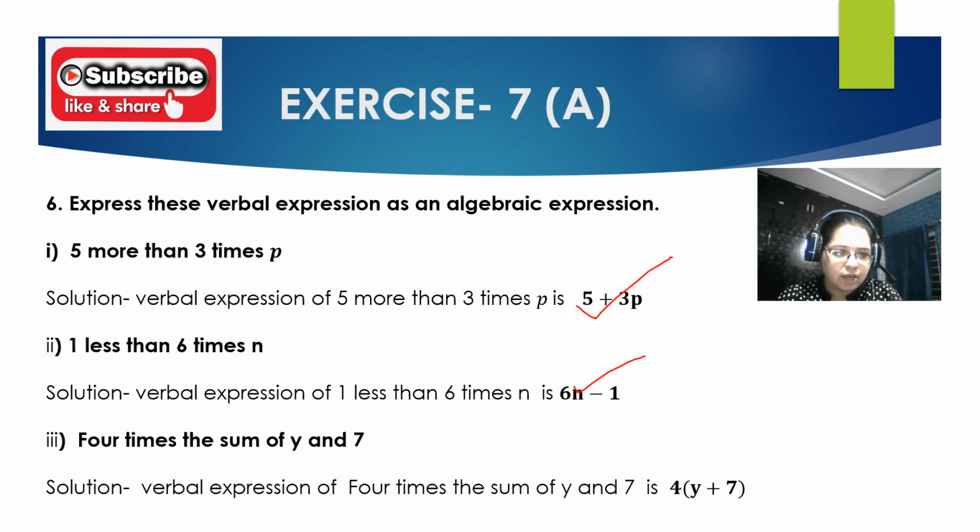Third bit, 4 times the sum of y and 7. Times will be represented with multiplication symbol and sum will be represented with plus symbol. So verbal expression of 4 times the sum of y and 7 is 4 multiplication with y plus 7, that is 4 within bracket y plus 7. Inside the bracket write down y plus 7 and 4 multiplied with it. This is the verbal expression of 4 times sum of y and 7.